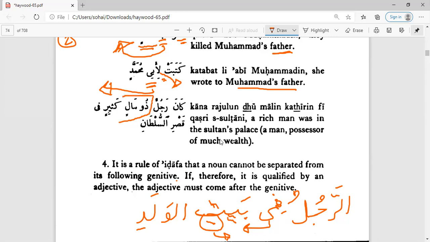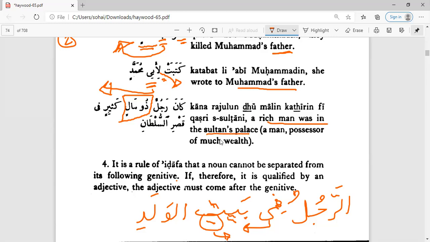Okay, so when you say possessor of wealth, what do we mean? A man who possessed wealth. What do we call him? A rich man, right? So we could say a rich man was in the Sultan's palace.